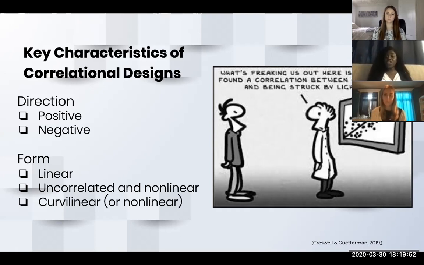Now an inverted curve has the same idea except it's flipped. So let's use the same example. Let's say as internet use increases, so does depression, up to a point where as internet use continues to increase, depression begins to decrease. So basically you just have the opposite, an upside down U.